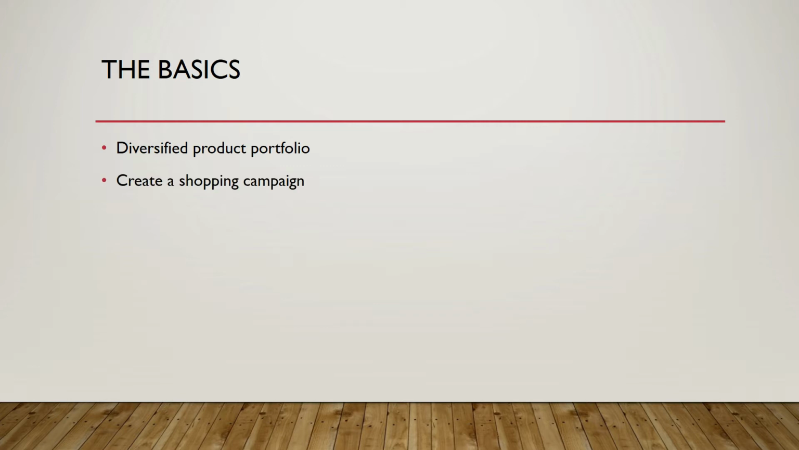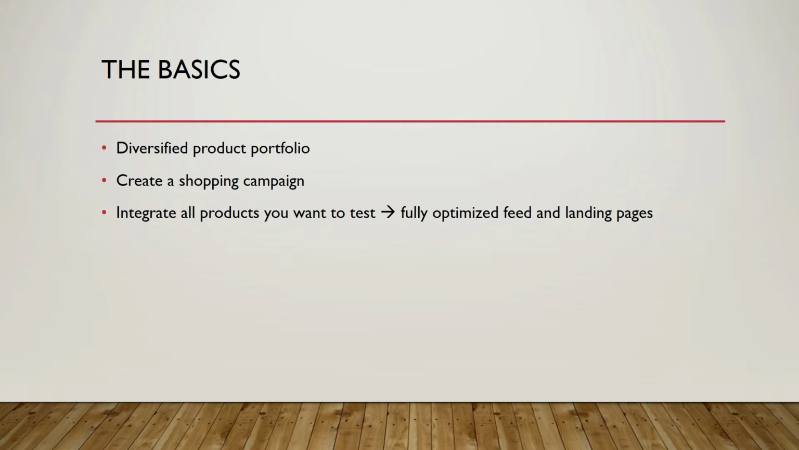You have to create a shopping campaign and integrate all products that you want to test. Of course, you need fully optimized feeds and landing pages to get the most data out of this test. So basically, you decide which are the products that you think are useful, that you think have potential to sell. And instead of going with individual campaigns and defining audiences, creating ads for everything, which is a lot of work if you want to test like 10, 20, or 50 different products, you just create a fully optimized feed with prices, titles, descriptions, and everything.